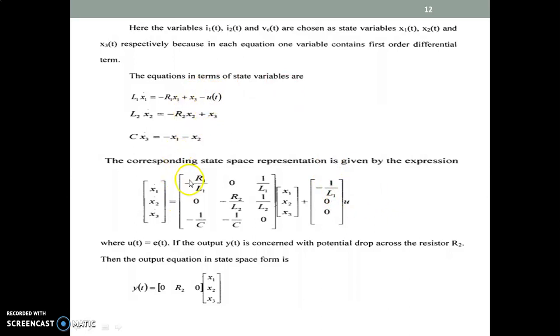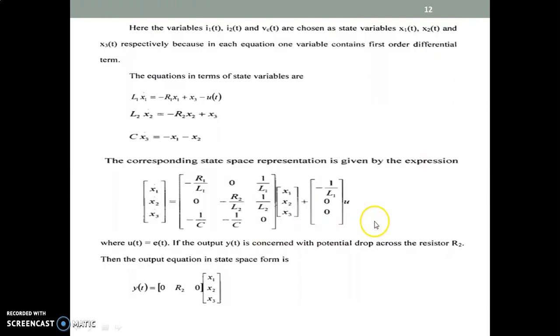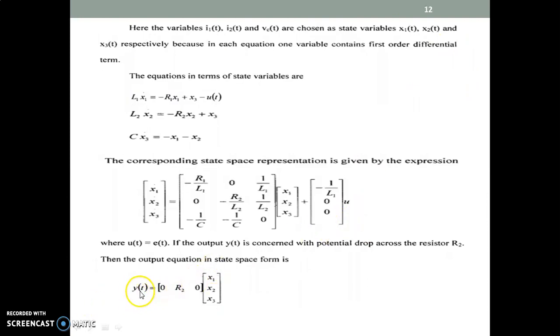Similarly, the remaining two expressions are also represented in vector form. This is the state equation: x dot equal to A into X, the state vector, plus B, the input matrix, into U. Here U of t is nothing but the error input. And the output, how are you taking it? It is taken across this resistor. So the output y equal to R2 into X2. So y of t equal to R2 into X2.